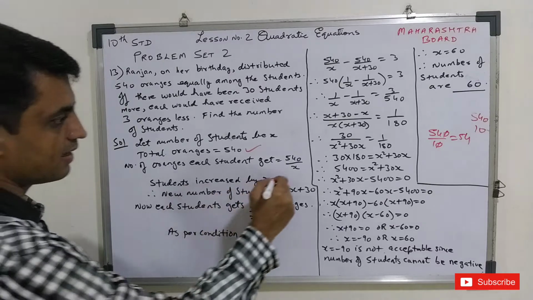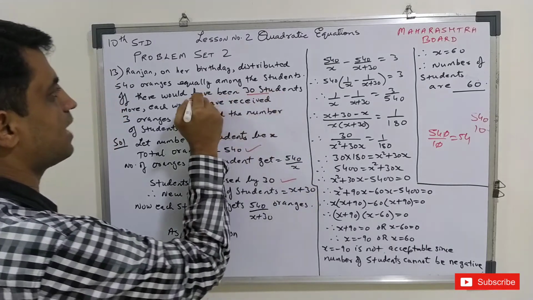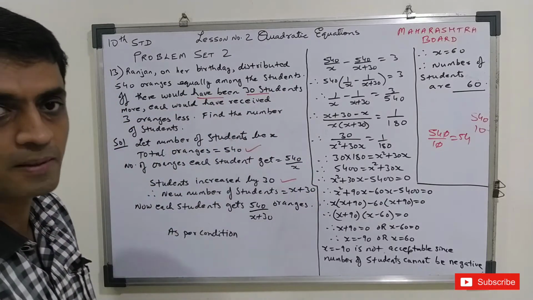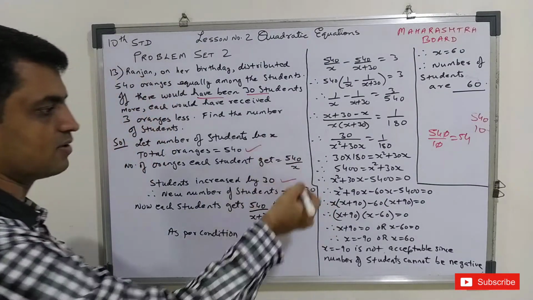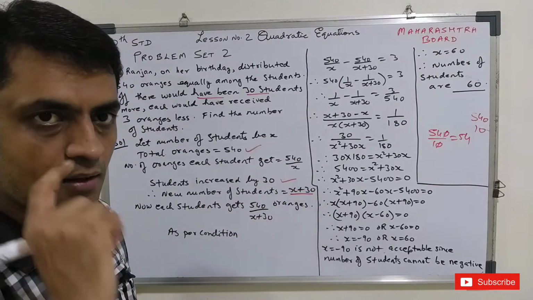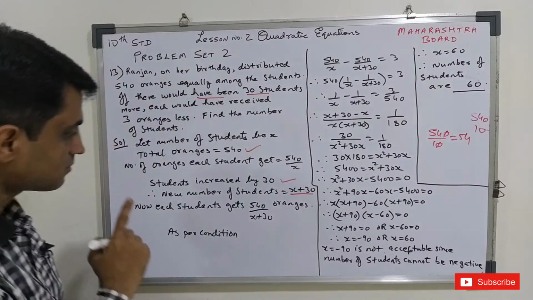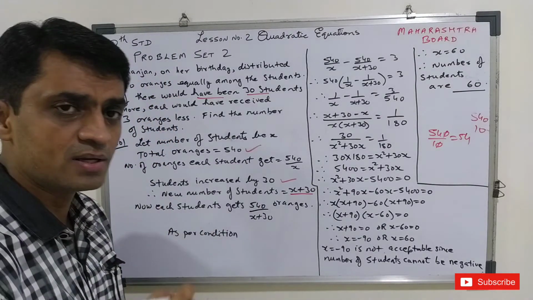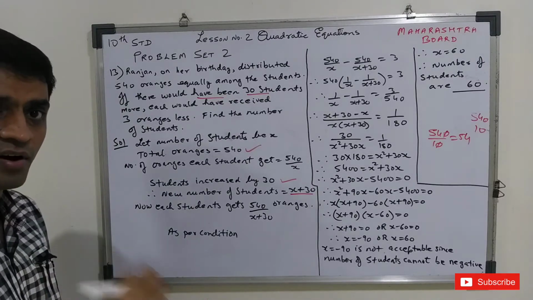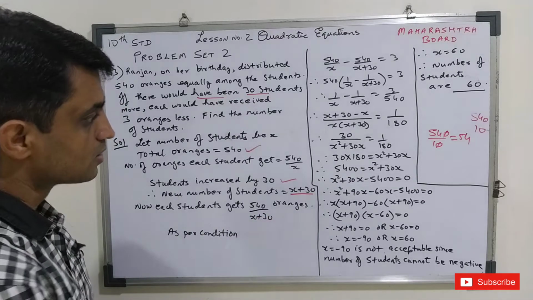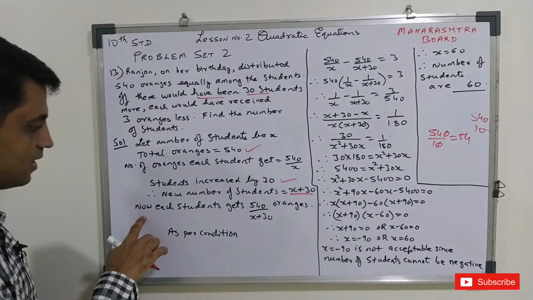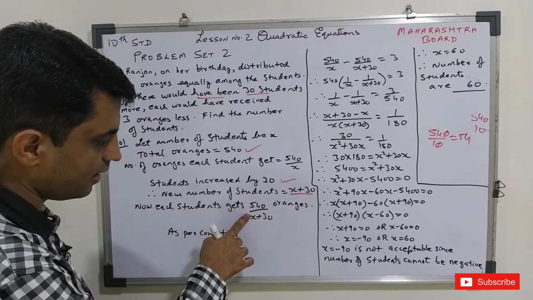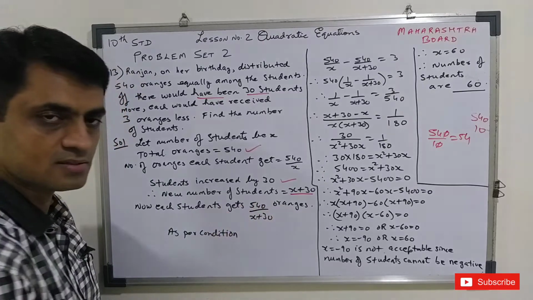Now the students are increased by 30. यहाँ पे बोला है student have been increased by 30. बढ़ गए बच्चे. It means now the new number of students will be x plus 30. Earlier it was x, now it will be x plus 30. Clear? Now each student will get how much? Yes, correct. 540 upon x plus 30. So students बढ़ गए ना. So now the new students are x plus 30. So now each student gets 540 upon x plus 30 oranges.